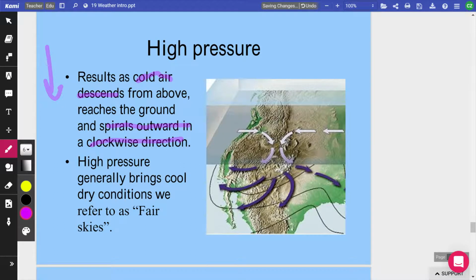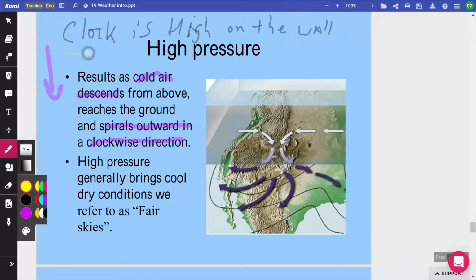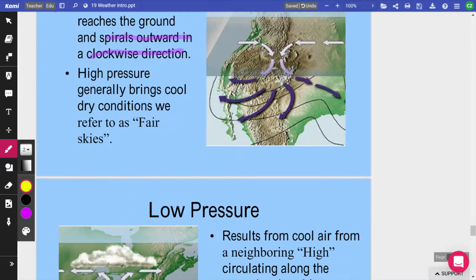Great. So, how do I remember this? Well, I do my best to remember that the clock is high on the wall. And sure enough, if I think about it, I have clockwise rotation in a high pressure system. Okay. And we generally have fair or clear skies because of high pressure descending air.